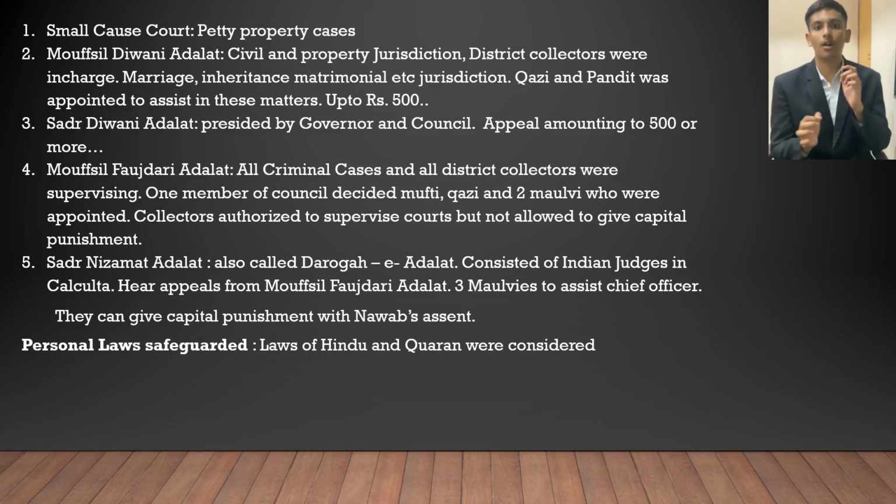This Adalat was also called Darogai Adalat. It consisted of Indian judges in Calcutta. It hears appeals from Mufsil Faujdari Adalat, so that is again an appellate court, a criminal appellate court. Here also 3 Maulvis used to assist the chief officer, and they could give capital punishment only with the assent of the Nawab. So we can see the personal laws are safeguarded.